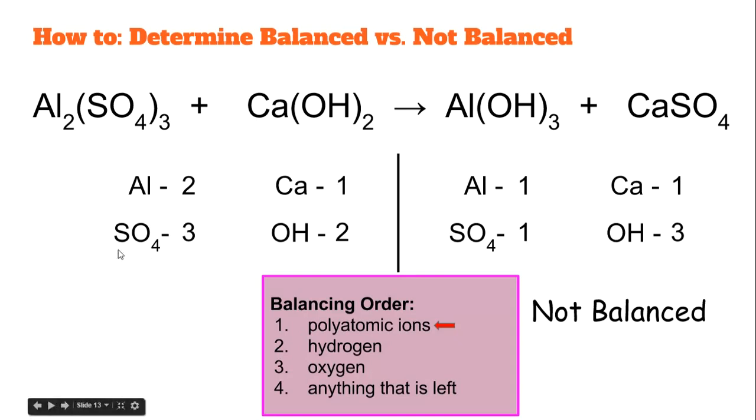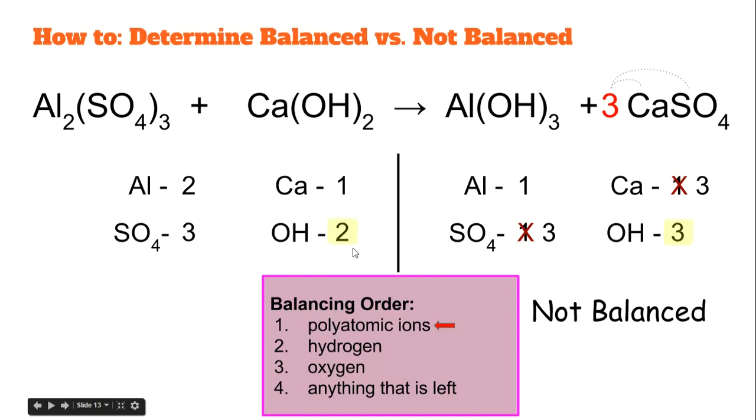So if we look at our sulfates, we have SO4. We have 3 of them in the reactants. We have 1 in the products. So to help balance this, I'm going to put a 3 on the product side. That 3 gets distributed to both the calcium and the sulfate. So we end up with 3 sulfates and 3 calciums.